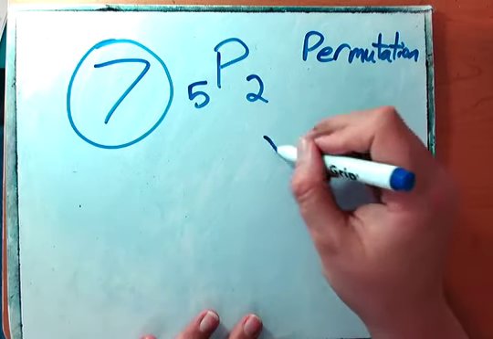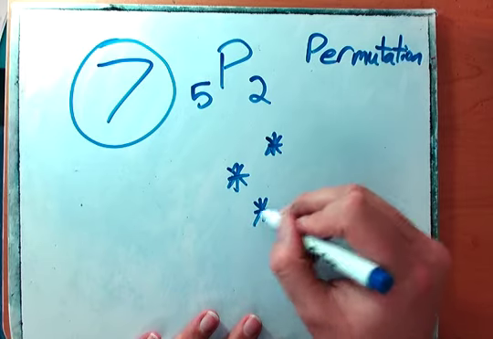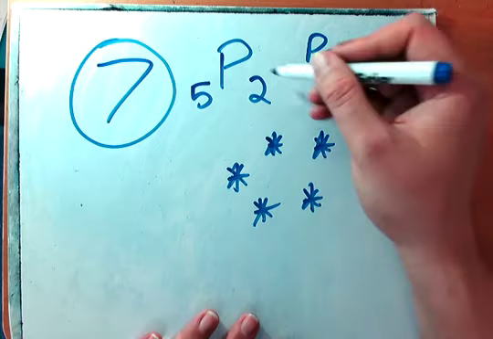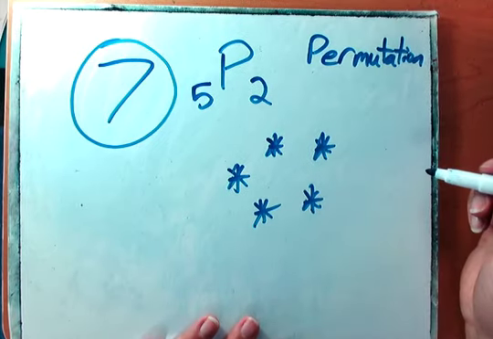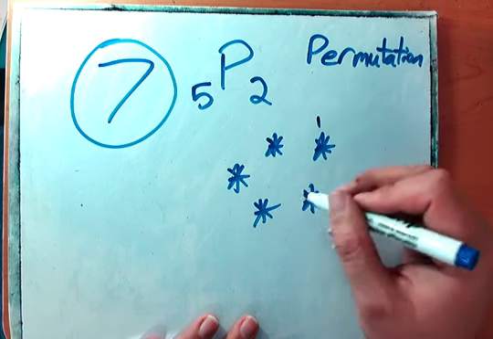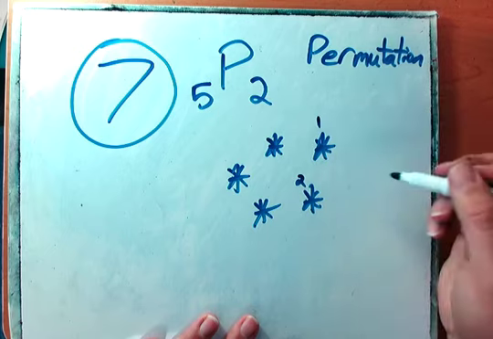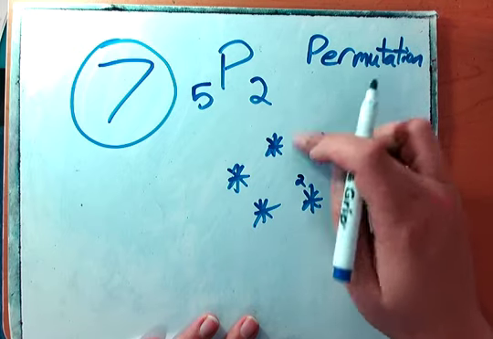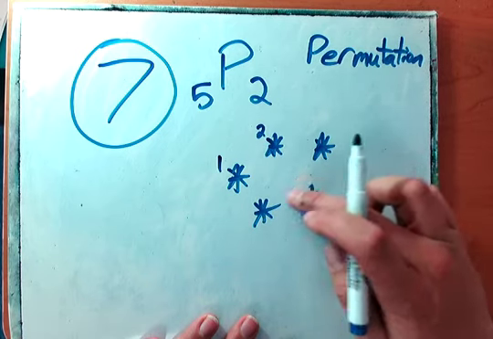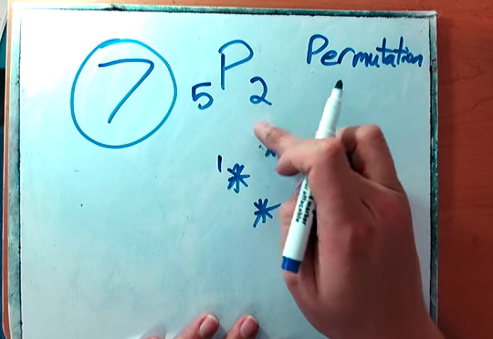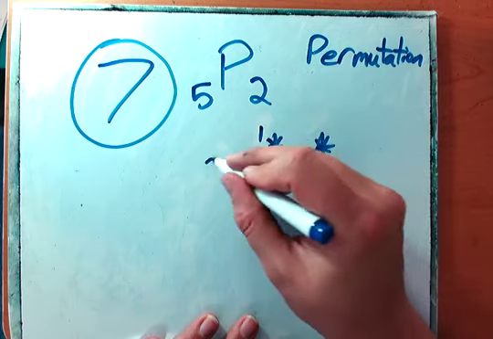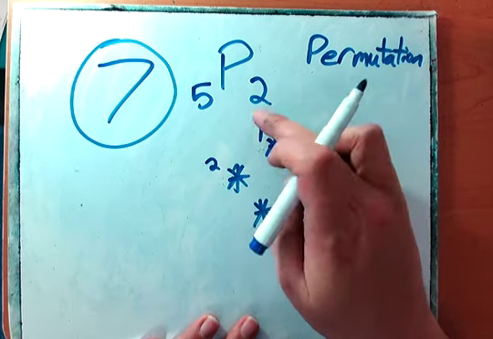Sometimes you have 5 people. We're going to make them stars. We have 5 stars here, and you need to pick 2 of those. But the order matters here. So in this one, I'm going to pick this one as 1, and then I'm going to pick this one as 2. So that's one option. Now, in another choice, I could pick this one as 1 and this one as 2. I could also flip those, right? Because order matters here. So if that was 1 and that was 2, now that's 1 and that's 2. So those are each counted.